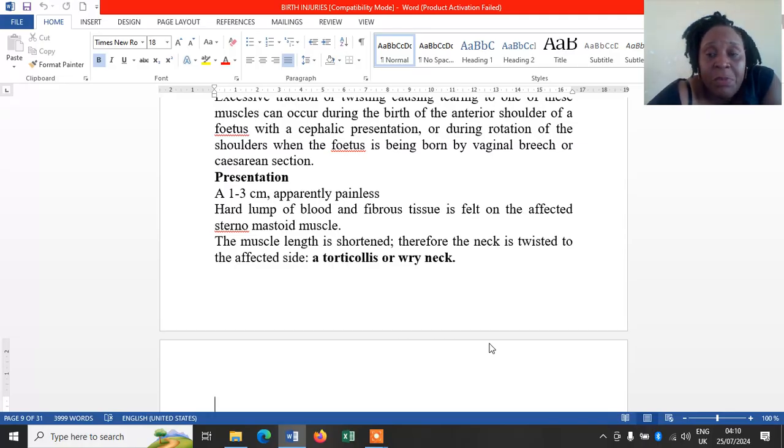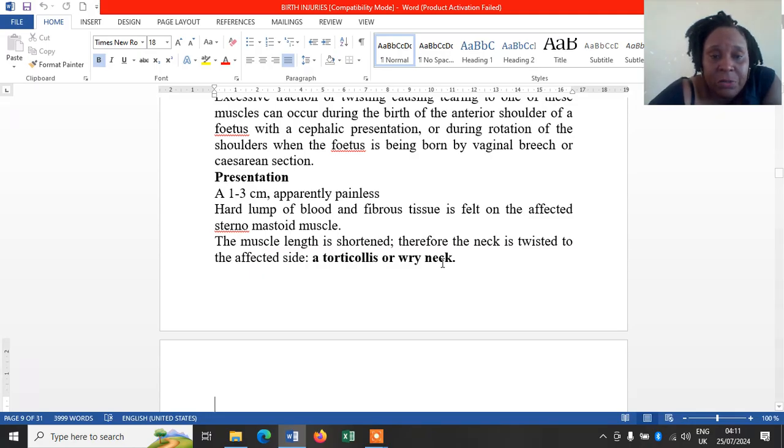It can also be injured when we are delivering a breech, like when we pull on the legs and we are having the aftercoming head, and then we apply the traction. This baby can be injured. The sternomastoid muscle can be injured.